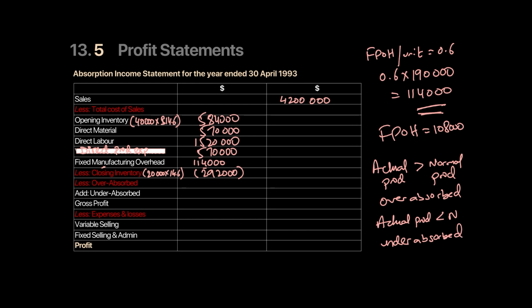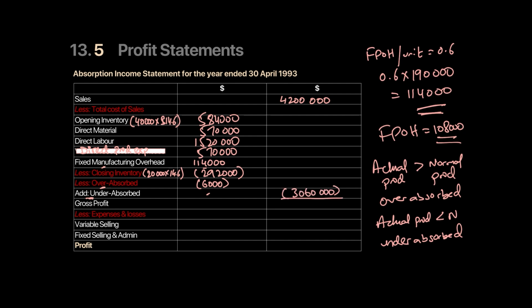All right, now how do I treat this? I've written my fixed cost to be 114. It should still be 108. So I have to reduce my fixed cost by 6,000. So I will write less over absorbed 6,000. If I had undercharged it, I would have to add it to my fixed cost. So I would have said add under absorbed to the cost. All right, so I'm making all the adjustments to my cost. In this case, obviously there is no under absorbed. There's only over absorbed because we have overcharged our fixed cost by 6,000. So I need to subtract that.